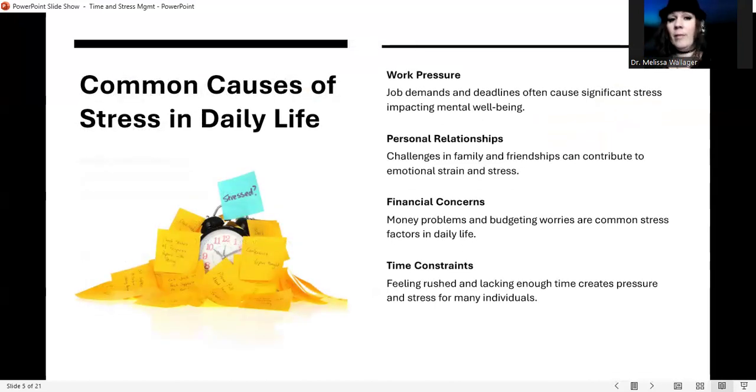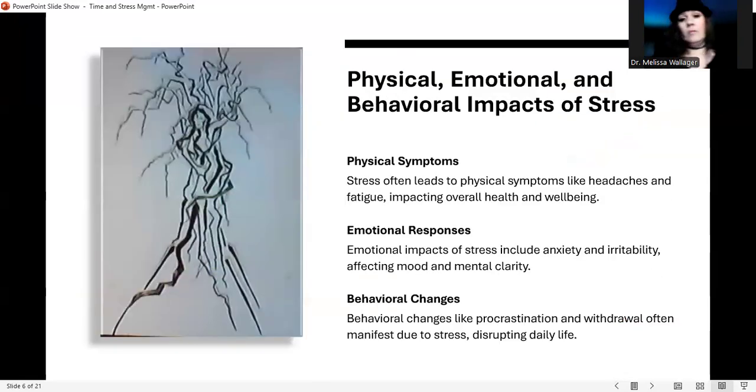These are just some common causes of stress in daily life, and this is going to vary from person to person. Pressures from work and relationships and finances and time constraints. There are so many different things that can cause different types of stress. And so it's important to recognize what is causing your stress and whether it's a positive stress or a negative stress. And the different types of stress come in different forms. So we have physical, emotional, and behavioral impacts from the different types of stress we can experience.